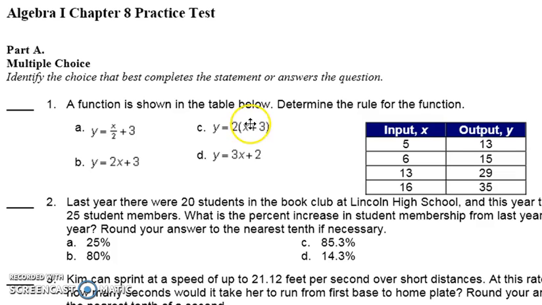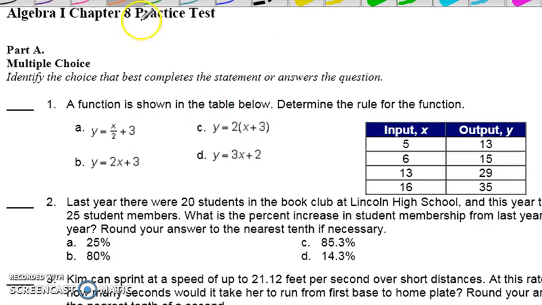Looking at number 1, it says a function is shown in the table below. Determine the rule for the function. At this point, I would look and get an idea of what's happening for each input and each output. Since this is multiple choice, I would use my multiple choice to my advantage.